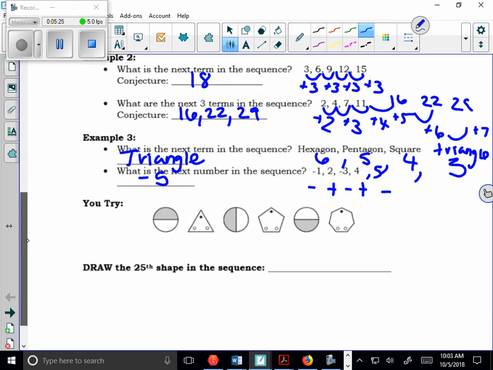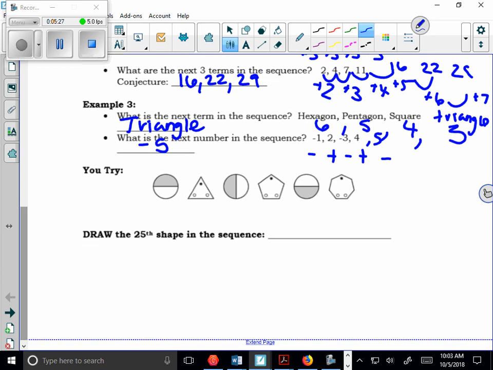Now I want you guys to try these next two. It gives you a sequence of shapes, and it says draw the 25th shape in the sequence. A couple things you want to look at. There are a couple ways that you can start looking at this. I can label each of these.